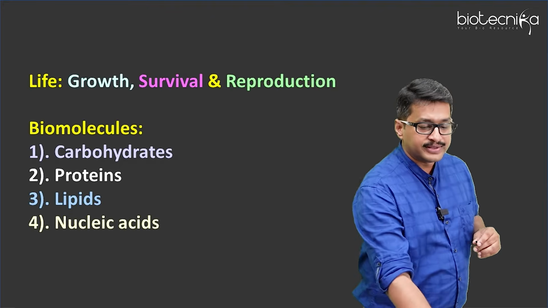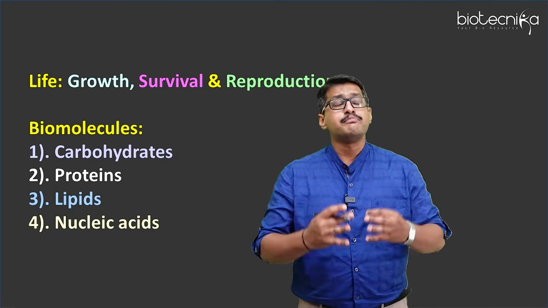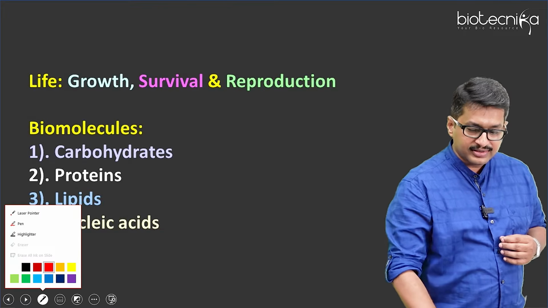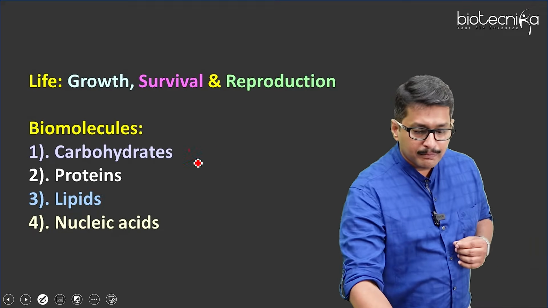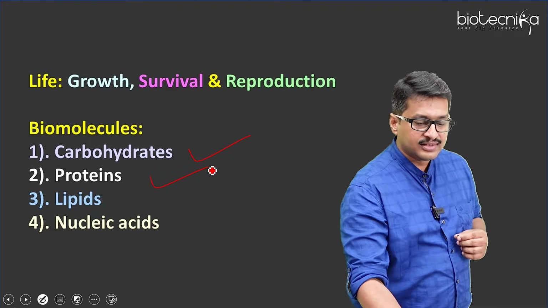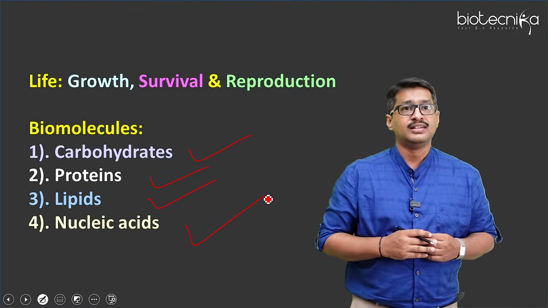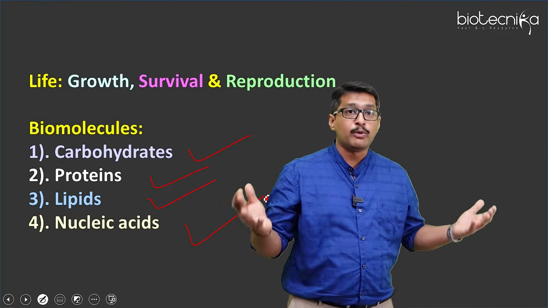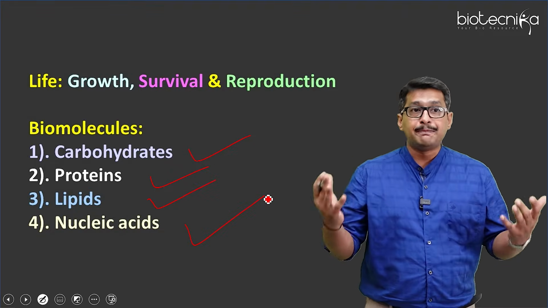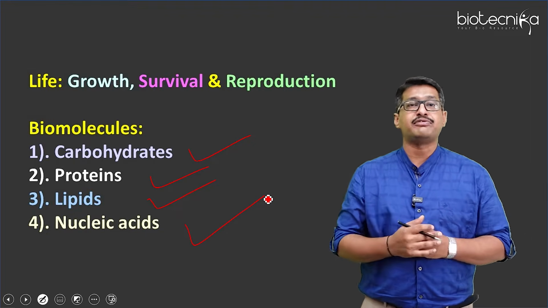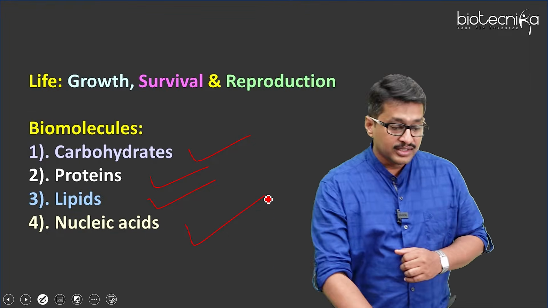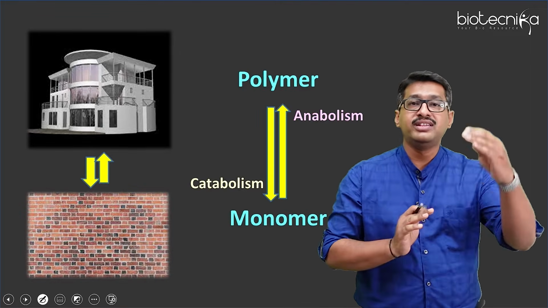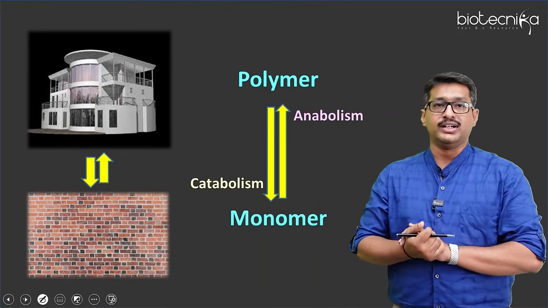These biomolecules are segregated into four major types. The four major types are carbohydrates, proteins, lipids and nucleic acids. Now, when I talk about carbohydrates, carbohydrates are the fundamental biopolymers. Proteins, lipids, nucleic acids, all these are fundamental biopolymers. And to understand this better, let me try to make you understand this analogy. And with this analogy, we will try to move forward.